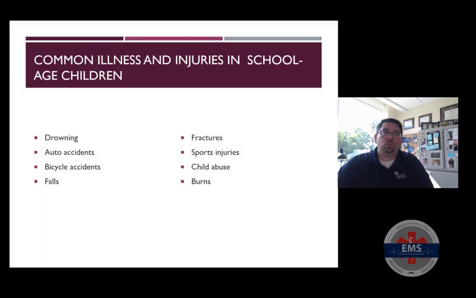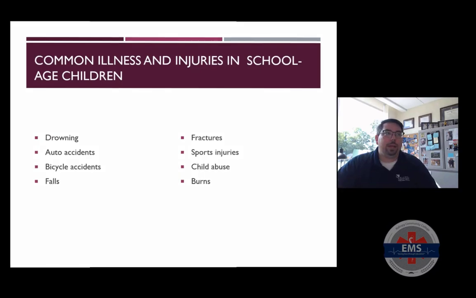Common injuries and illnesses for school-age children: drownings, accidents, bicycle accidents, falls, fractures, sport injuries, child abuse, and burns. All, again, you can see trauma. Again, because of the coordination issues that they have and because of how active they are for their age group, we see a lot of traumatic injuries.